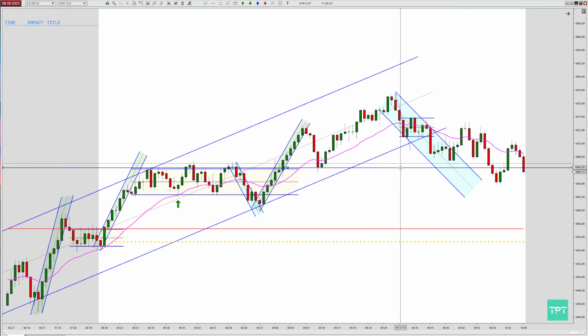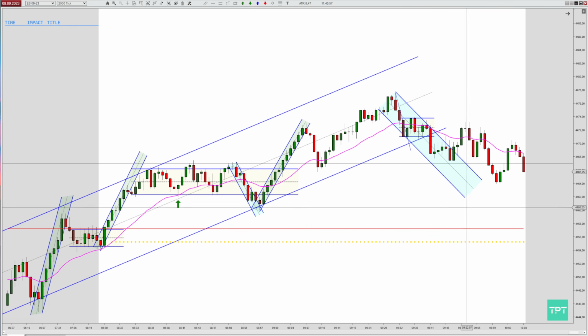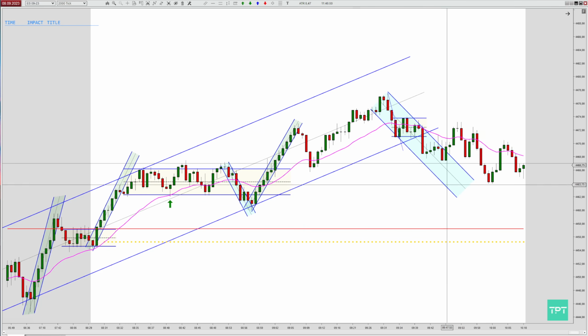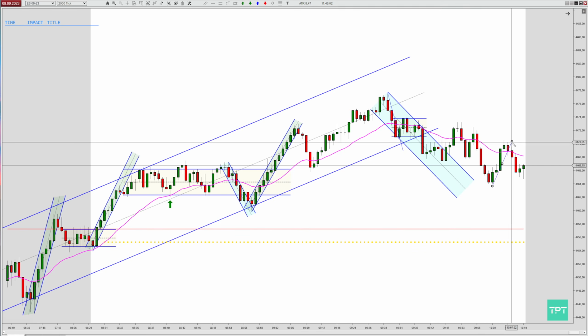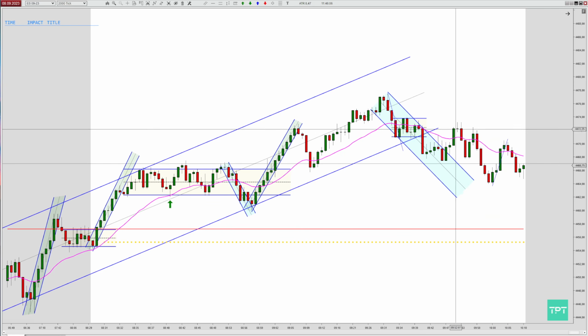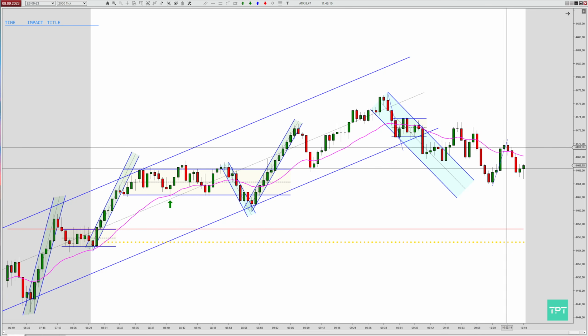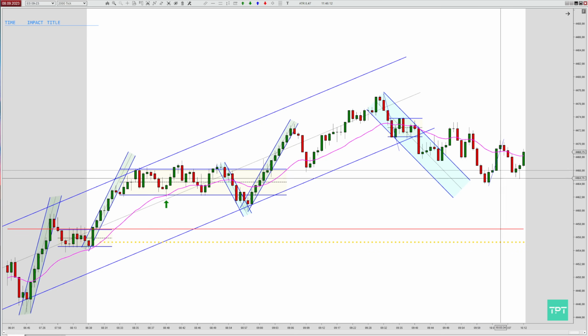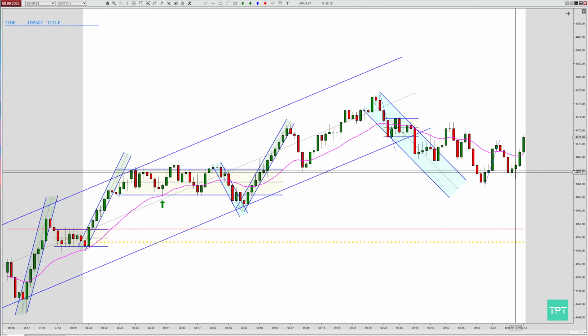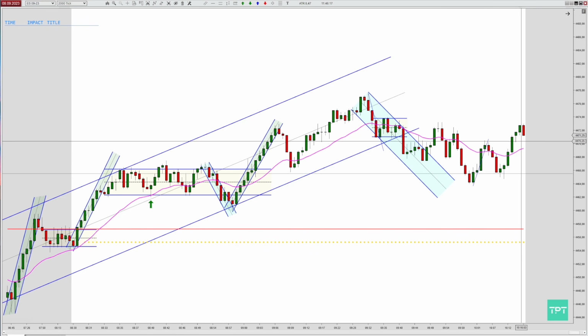Let me remove this so you can see it a bit better. Pushing higher here. We cannot break above the EMA. You can see here prices try but get rejected. Prices try, get rejected. Prices try and get rejected. And maybe now finally there is a higher low, pushing higher again.